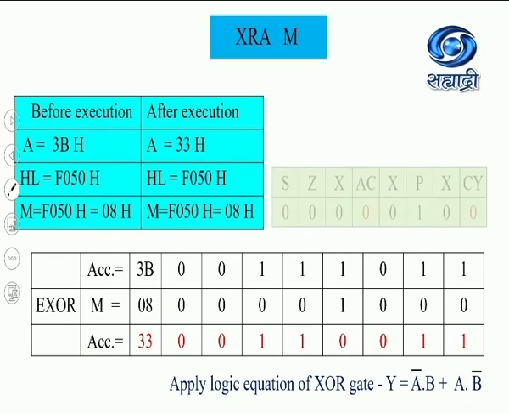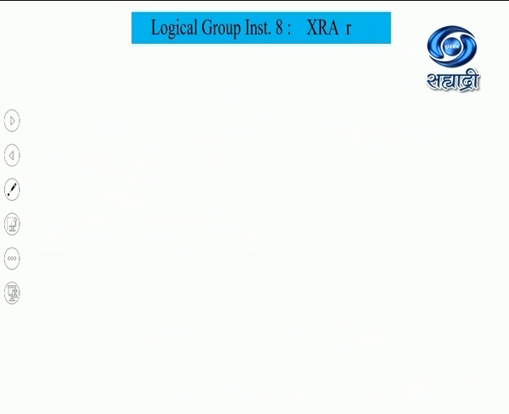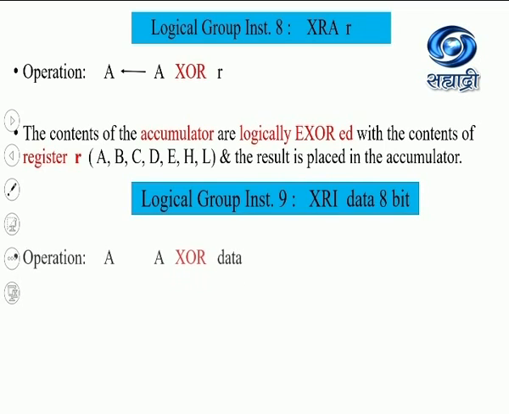Finally, we get 33 in accumulator. Due to this, flags are affected with auxiliary carry 0 and carry 0 by default. The result contains even number of ones, parity flag is set. The result is positive non-zero number, hence S is 0 and Z is 0. There are two more instructions related to XOR operation. XRA R: the contents of accumulator are logically XORed with contents of register R. The result is placed in the accumulator.